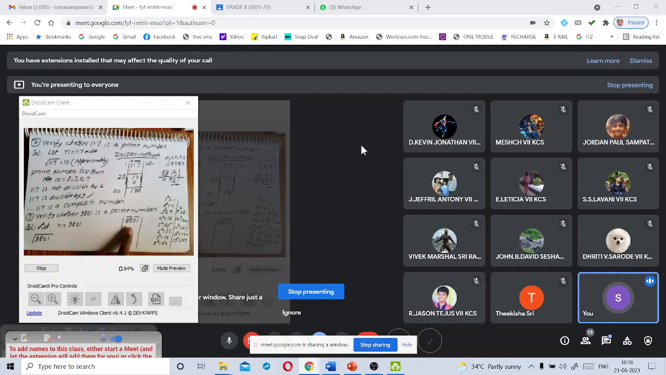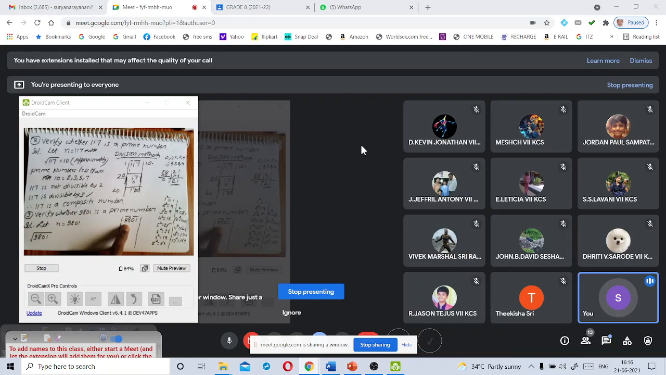Now tell me which perfect square is the nearest one. Which perfect square is the nearest perfect square to this number 98? 81. Yes or no? The nearest one. So 9 nines, we have to take that table. 9 nines are 81.